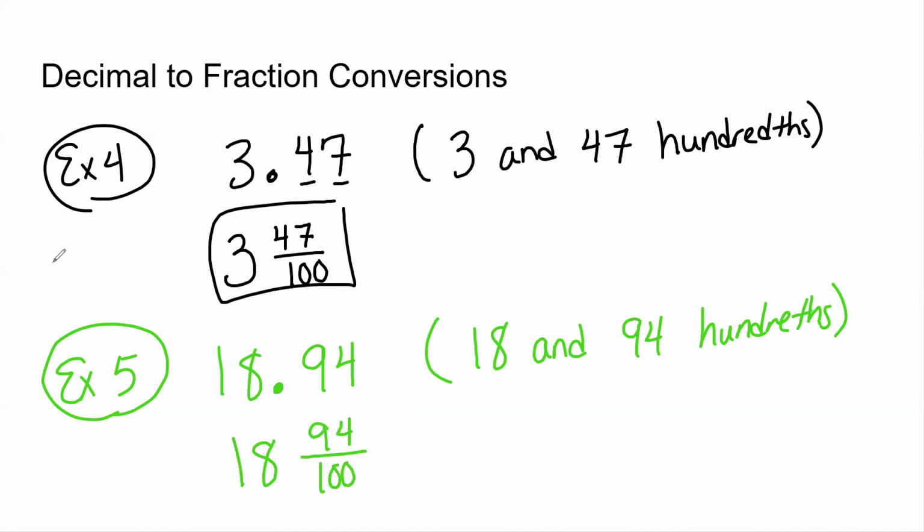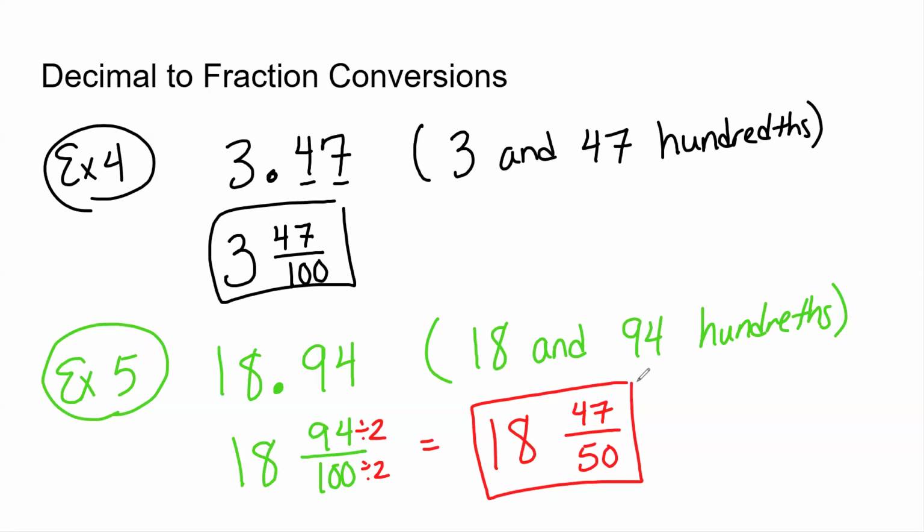Again, I'm not going to convert these to improper. We're going to leave it as a mixed number. But this one, they're both even, so I am going to divide by 2. So keep the 18, and when we divide by 2, I know the bottom's 50, and the top is 47, I think. Yeah, and now that does not reduce any further. That's the best answer.